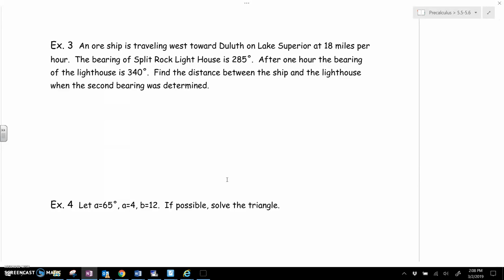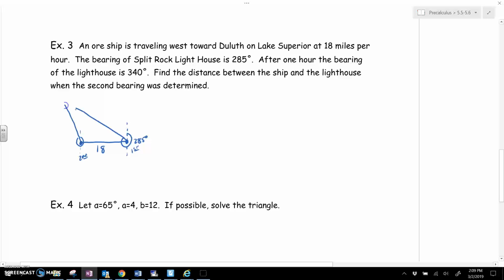So example 3 on the back: an ore ship is traveling west towards Duluth on Lake Superior at 18 miles per hour. The bearing of Split Rock Lighthouse is 285. So that's the first bearing from here. 285, I go all the way, 3/4 is 270, so up here somewhere would be 285. After 1 hour, so we traveled 18 miles, the bearing to the lighthouse the second time we checked is now 340.